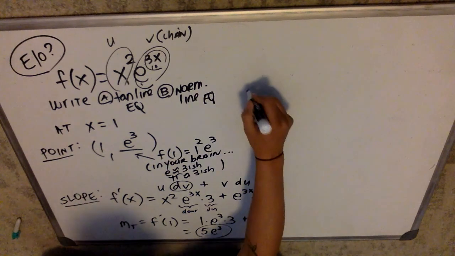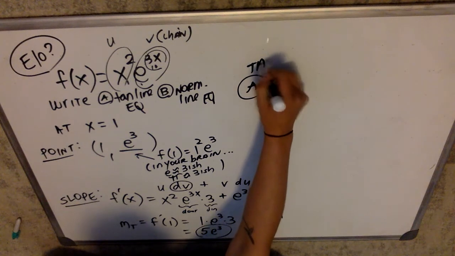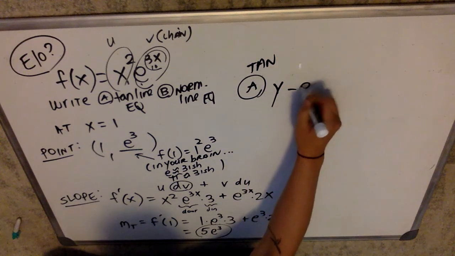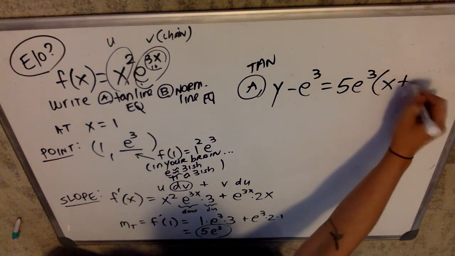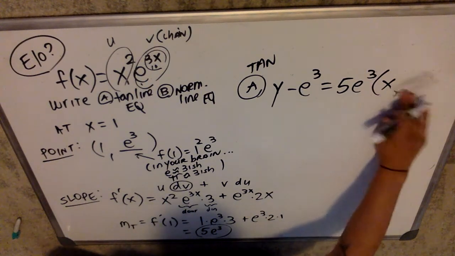So then, my answer for A, my tangent line, is going to be y minus the y value equals my m, x minus the x, oh sorry, it was a positive 1, so x minus the x value.